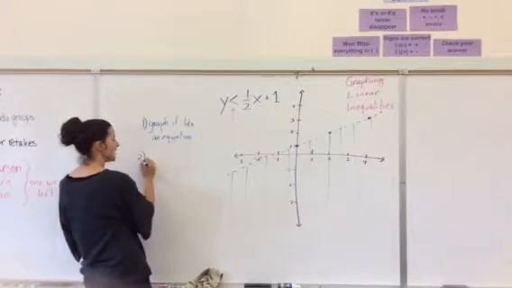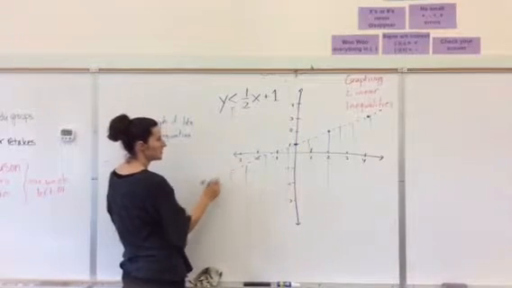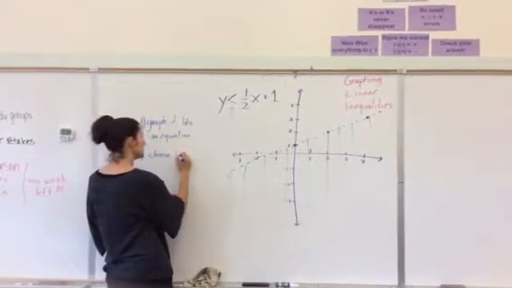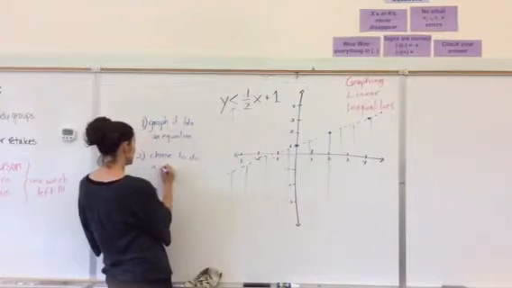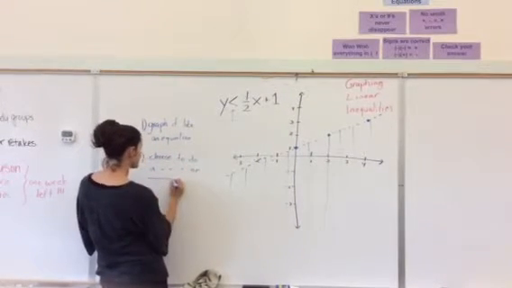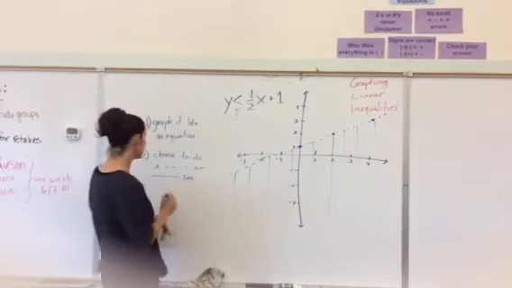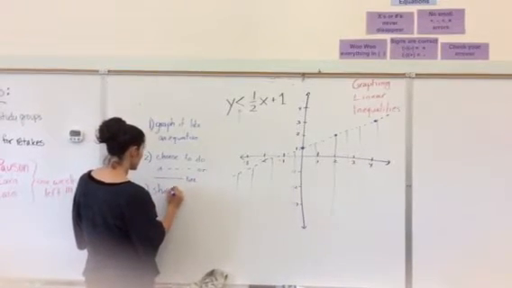So my second step was to choose to do a dash or solid line. My third step was to shade up.